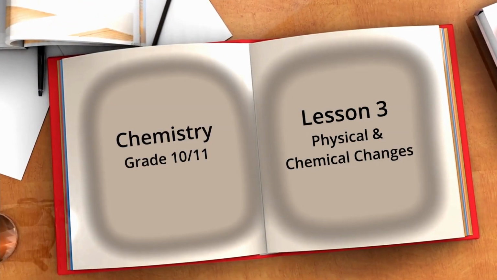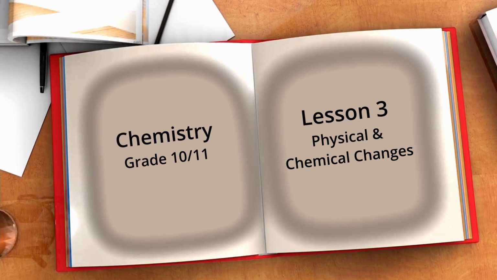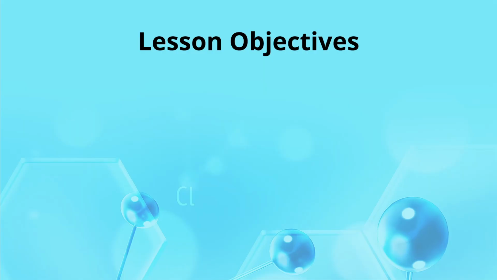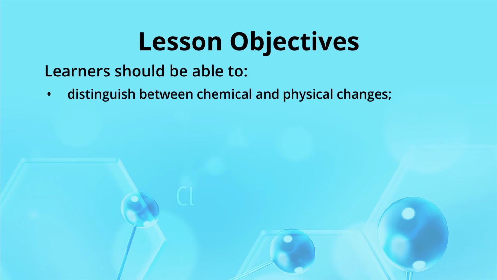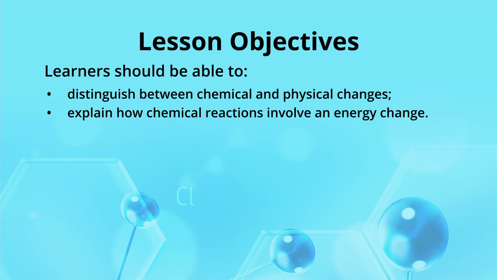Today we will learn about physical and chemical changes. Let's have a look at the lesson objectives. By the end of today's lesson, you should be able to distinguish between chemical and physical changes. Explain how chemical reactions involve an energy change. Now that you have seen the lesson objectives, let's start with the lesson.